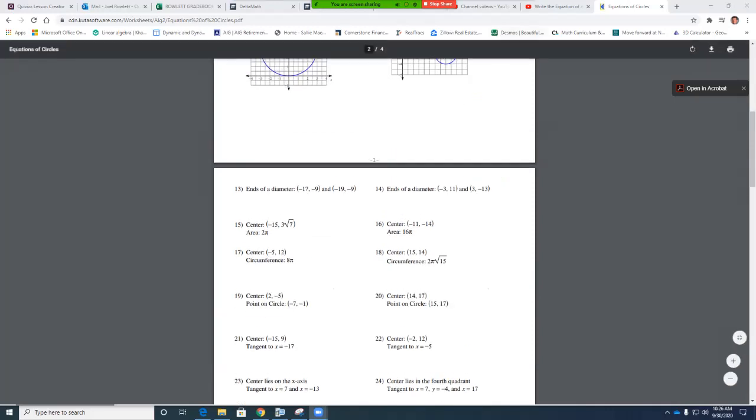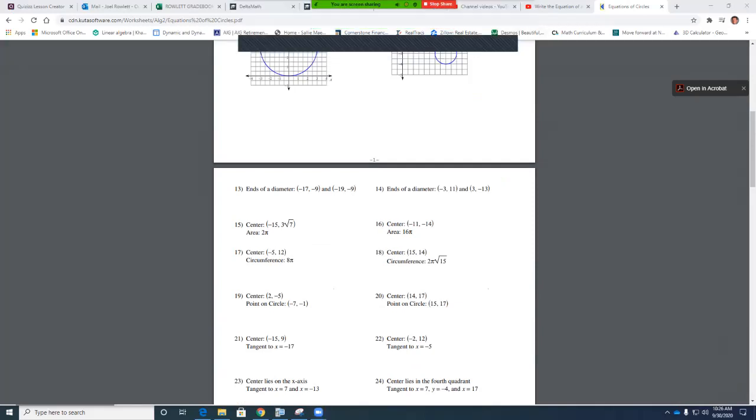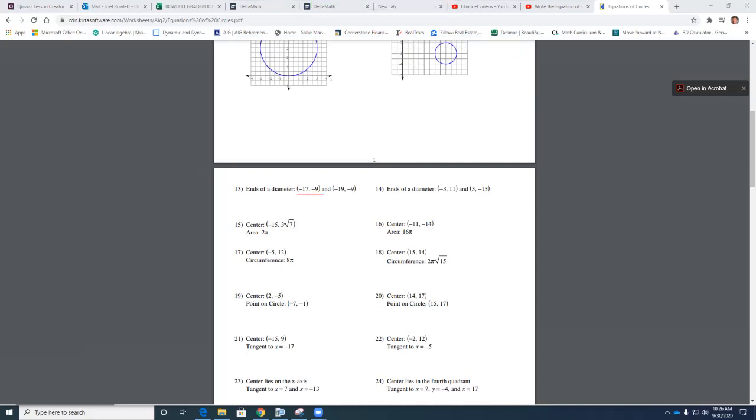Now for a challenge problem. I have a circle, and the diameter of the circle touches these 2 points. So let's think about what that picture may look like. If I have a circle, let me try to do a better job with the circle. Okay, something like this maybe.